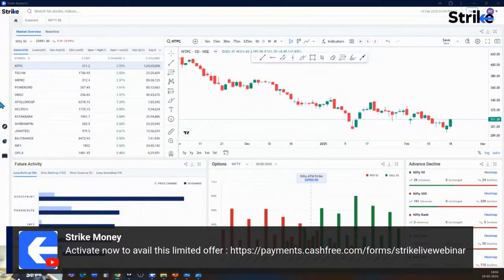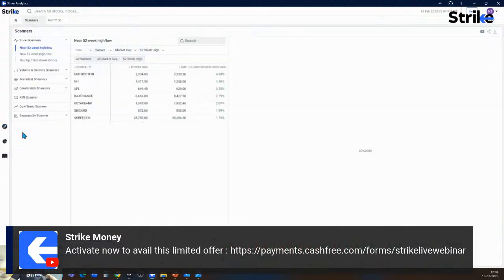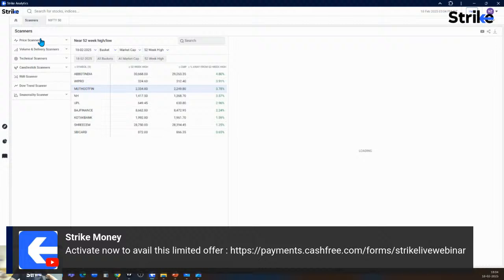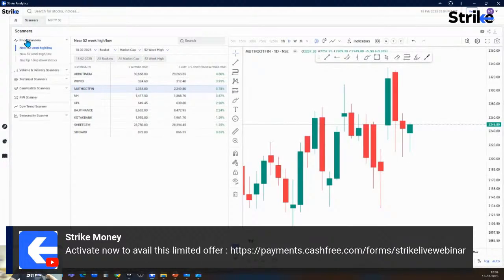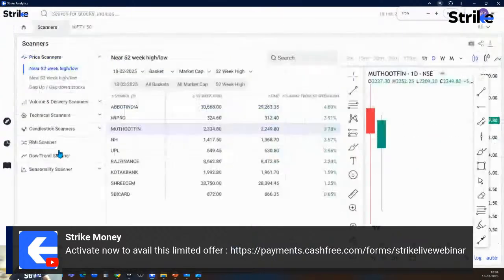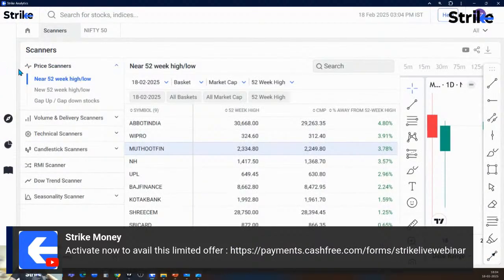On this particular Strike platform, the first button on your left hand side is the Discover button. In that Discover button, the first option that is given is Scanners. Once you click on this scanner, as I said, there will be different types of scanners that will open up. The first one over here is a price scanner. In a price scanner, you can scan for gap up, gap down stocks, stocks near 52-week high or low, all those things. I'll just zoom in so that you can see it clearly.